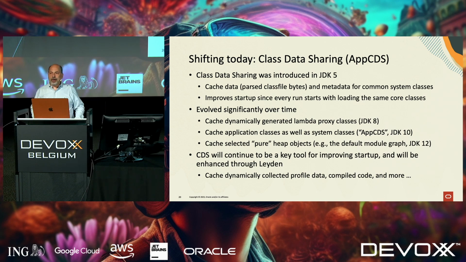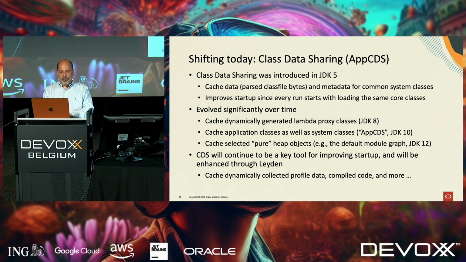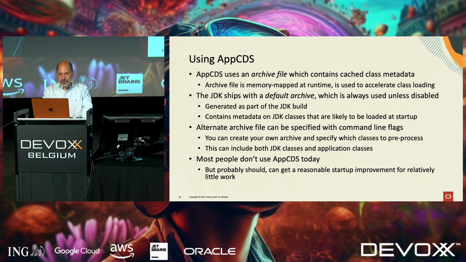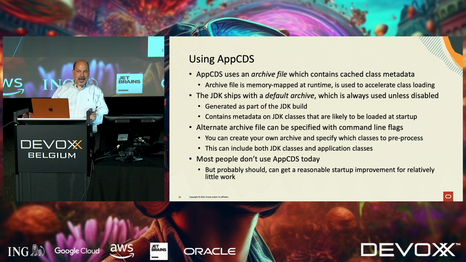And so if this has been working so well, let's double down on that and use it for caching other things that can improve startup, like profile data, like compiled code, like linkage resolution for method invocations. So the way AppCDS works is there's an archive file, which is a big file containing cached metadata. It gets memory mapped at runtime and is used to accelerate today class loading and tomorrow more things.